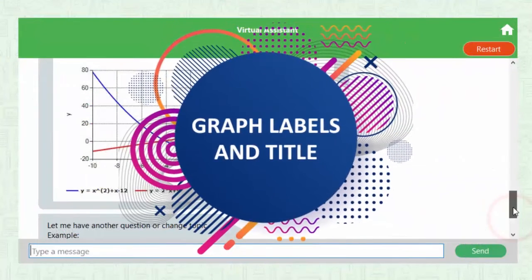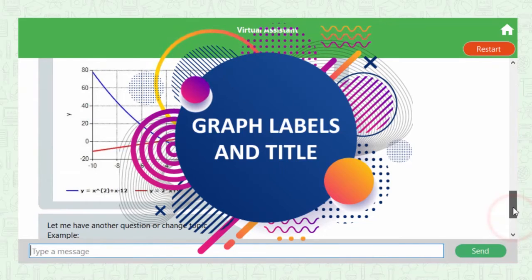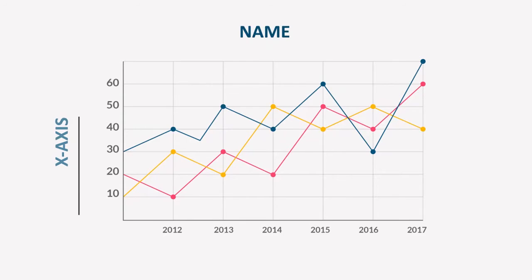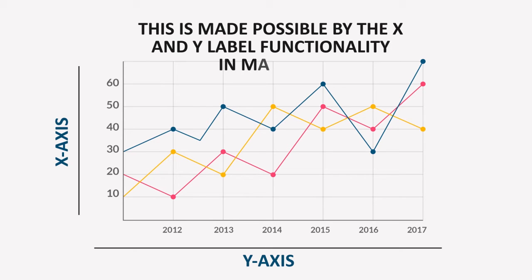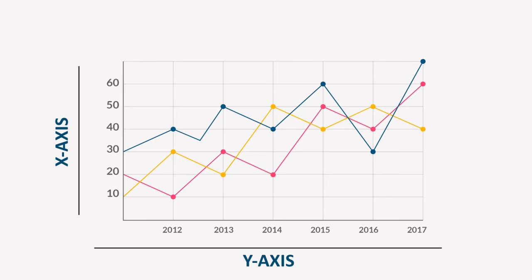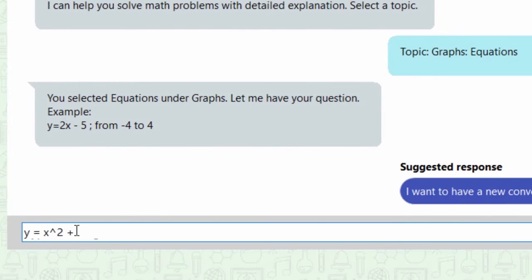Graph labels and titles. In MathBot, you can name the x and the y axis of a graph. This is made possible by the x and y label functionality in MathBot. You can also give the graph a title. Let's demonstrate this with an example.